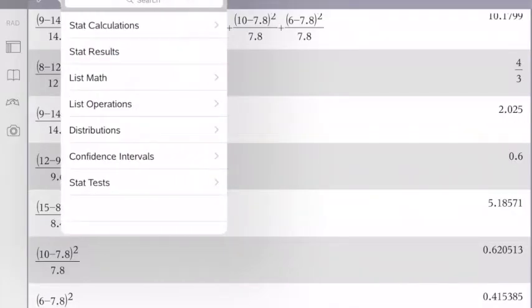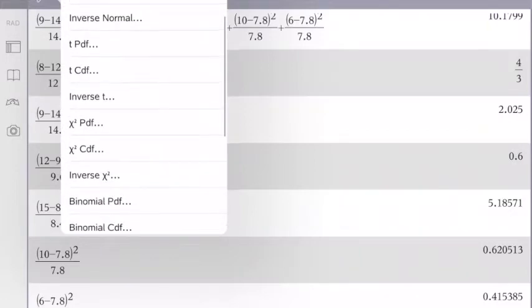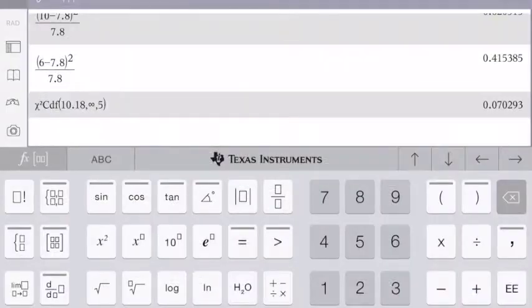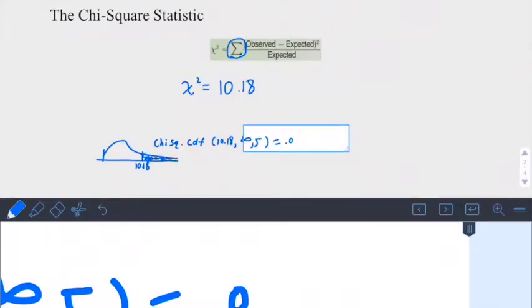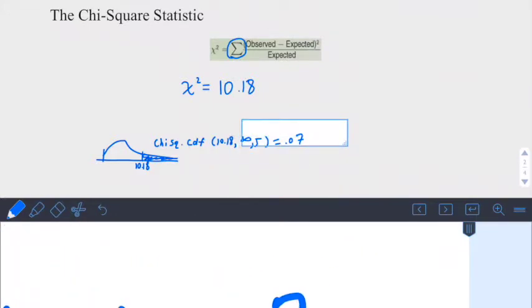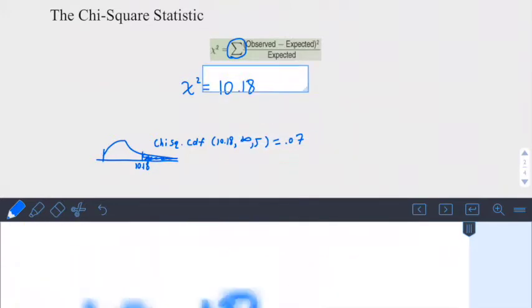Menu, statistics, distributions. We want a chi-squared CDF from 10.18 to infinity with 5 degrees of freedom. Well, there's 0.07. So that is not really statistically significant. That's close to our 0.05, but it's not there. So this one we would say there was not enough error for us to assume that the distribution was wrong.